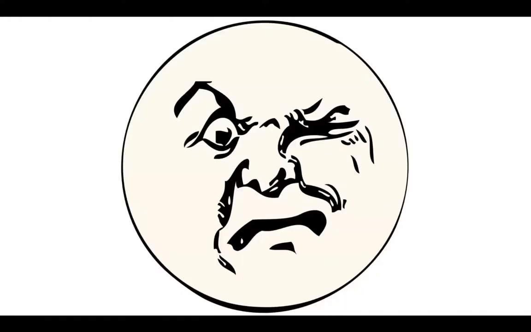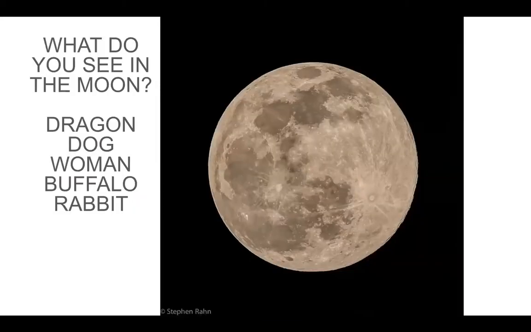So what do you see when you look at the moon? A lot of people call it the man in the moon. They see a grumpy face. And some people in different cultures around the world see different things. Some see a dragon, a dog, a woman, a buffalo, a rabbit. Someone pointed out to me the rabbit, so I'm going to show it to you.